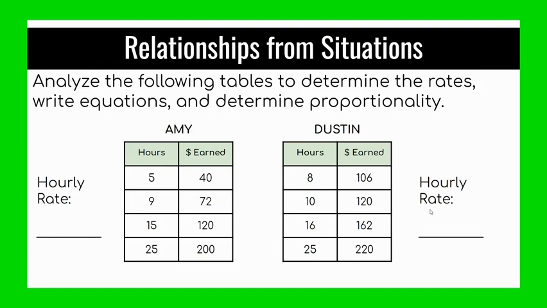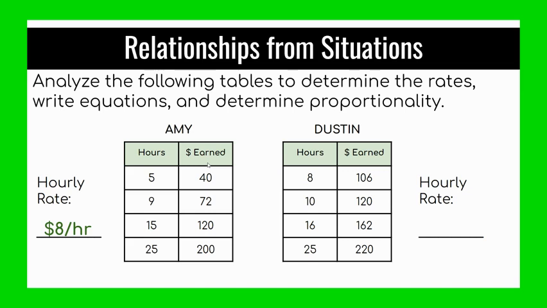Okay, analyze the following tables to determine the rates, write equations, and determine proportionality. So for Amy, our hourly rate is 5 hours, $40, 9 hours, $72, 15 hours, $120, 25 hours, $200. Okay, so to find the rate here, I'm going to get our k value. So 40 divided by 5 is 8, 72 divided by 9 is 8, 120 divided by 15 is 8, 200 divided by 25 is 8. I got the same number the whole way down when I did y divided by x. Therefore, Amy's is proportional, and I get $8 an hour.